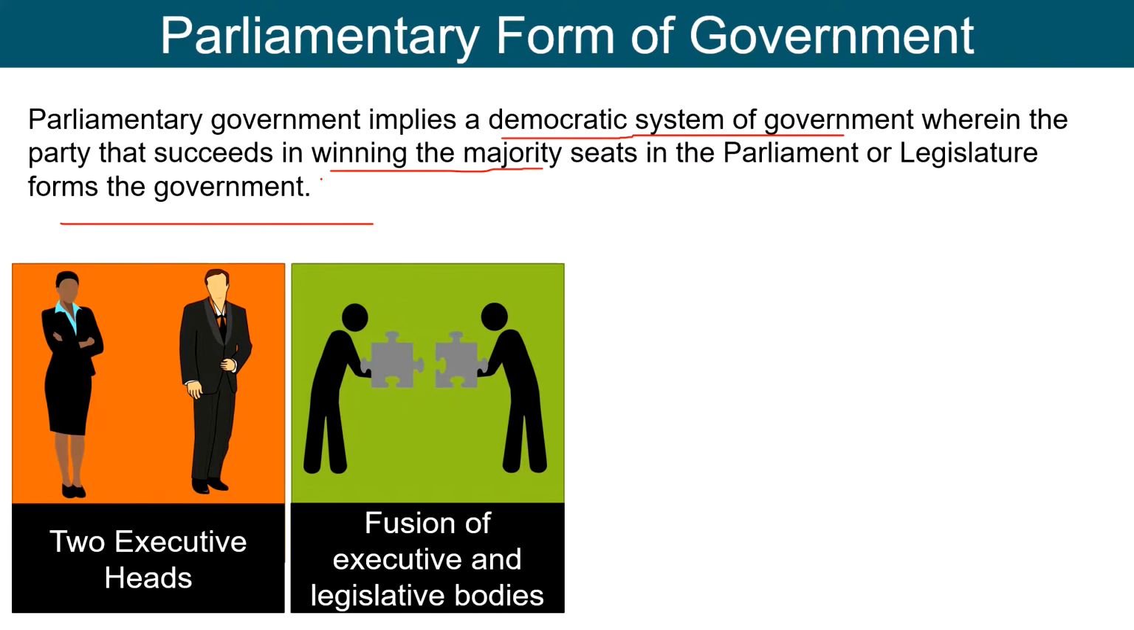Next, fusion of executive and legislative branches. In a parliamentary form of government, the separation of powers between executive and legislative branches is not clear. This is because the executive, that is the cabinet or the council of ministers including the prime minister, is chosen from the legislature and remains accountable to it.